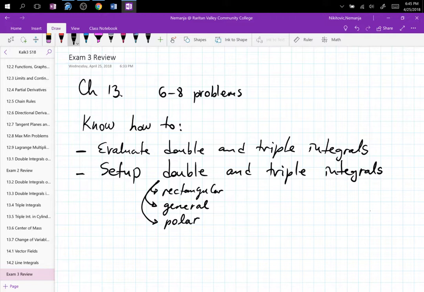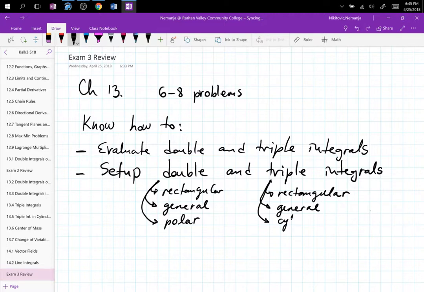Triple integrals go from rectangular into general, that's with the functions, then into cylindrical, and then into spherical. So know how to set up double and triple integrals and then know how to evaluate all of these integrals.